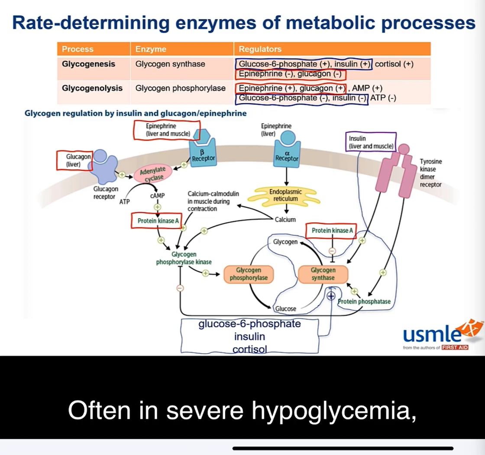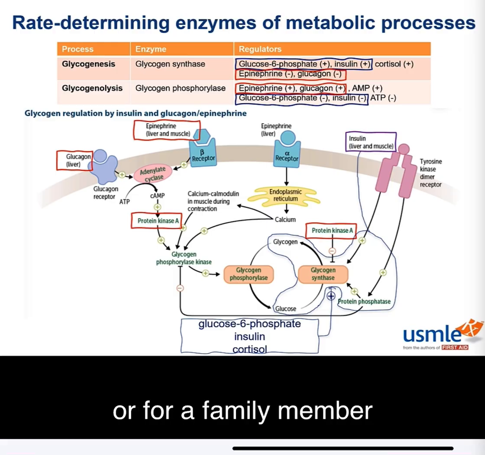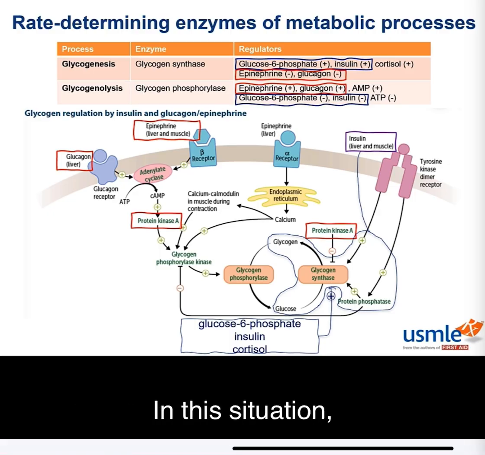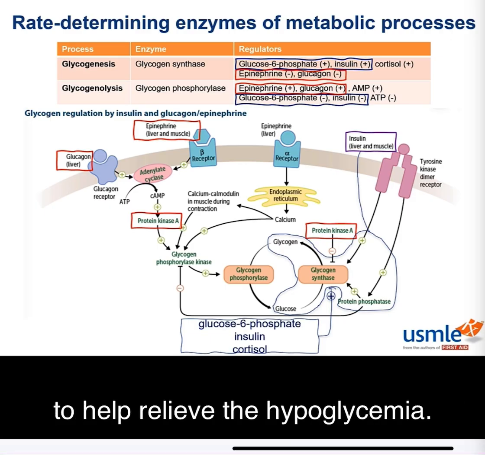Often, in severe hypoglycemia, patients are too obtunded to realize they need to eat, or for a family member to be able to safely give them food to increase their glucose levels. In this situation, glucagon is administered intramuscularly to help relieve the hypoglycemia.